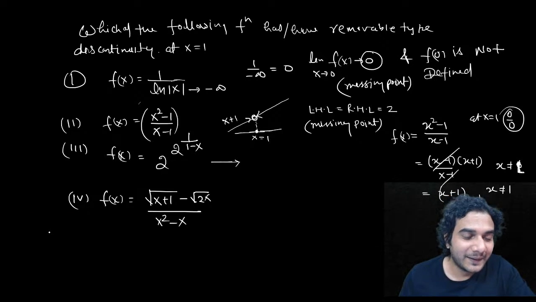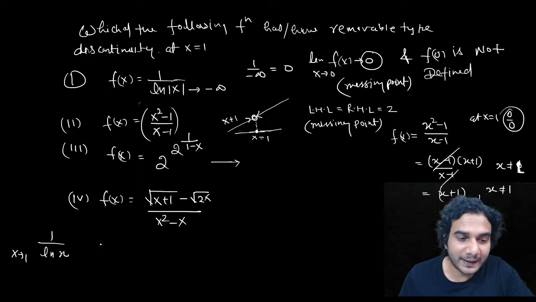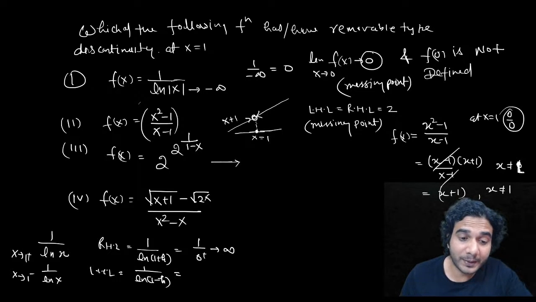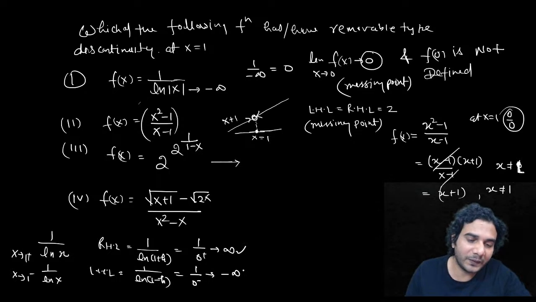So what would be the story? 1 upon ln x when x is approaching 1. Its right hand limit is going to be 1 upon ln of 1 plus h, and ln of 1 plus h is approaching 0 from the right hand side. So it is 0 plus, and it will be plus infinity. And when x approaches 1 from the left hand side, the left hand limit is going to be 1 upon ln of 1 minus h, which is 1 upon 0 minus, slightly less than 0, and this will be minus infinity. So the right hand limit is plus infinity and the left hand limit is minus infinity.